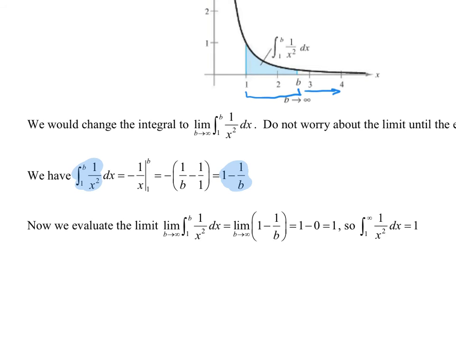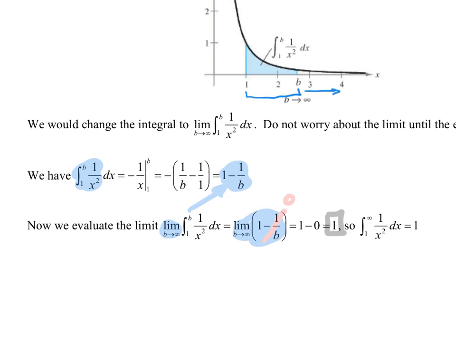So what's the last thing I need to do? All I need to do is evaluate the limit as b goes to infinity of that answer. So if I do the limit as b goes to infinity of 1 minus 1 over b, remember that 1 over b, since it's bottom heavy, and the bottom is going to infinity, this term goes to 0. So I'd have 1 minus 0, which is just 1. So it does converge to a number, and the answer is 1.